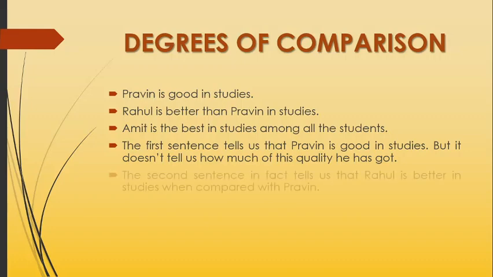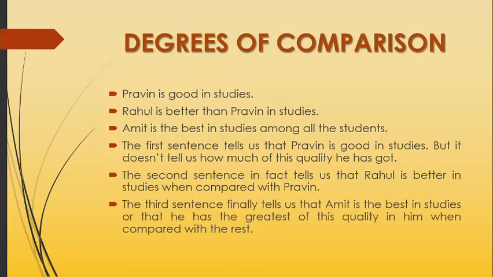We don't know. The second one says that Rahul is better in studies when compared with Praveen. So now we know that Praveen is just good, but Rahul is even better. And the third sentence finally tells us that Amit is the best in studies, or that he has the highest or greatest of this quality in him when compared with the rest. Perhaps Amit is the first boy in the class, but whatever be the facts, the thing remains that he is the best. He has the highest level of this particular quality in him when compared with the rest.